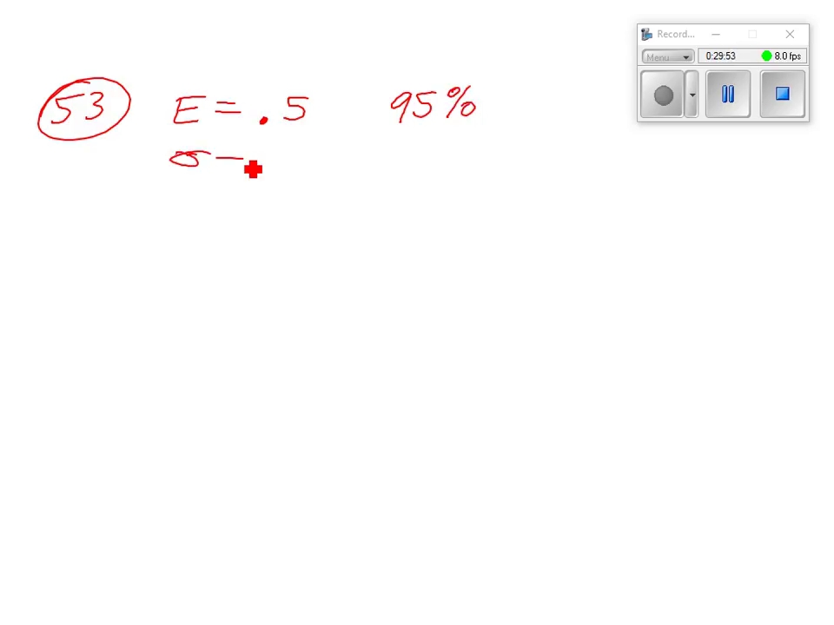Assume the population standard deviation is 2.8 milligrams. So that's sigma equals 2.8. Now, this is something you have to do when you get out and own your own business.